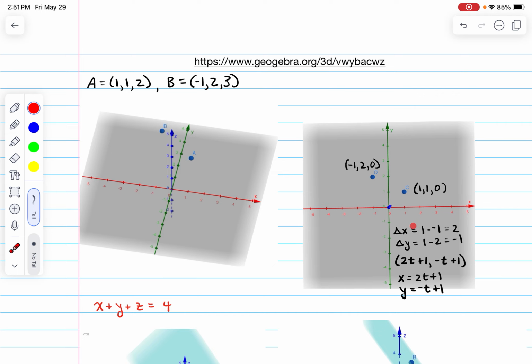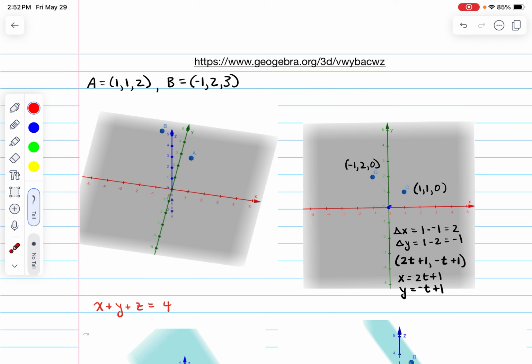So look what I need. I need delta x. So I go 1 minus a negative 1. That's 2. Delta x is 2. Now let me get y. 1 minus 2, that's negative 1. So now I have delta y.